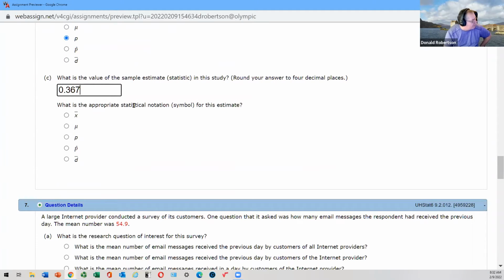What is the appropriate statistical notation symbol for this estimate? Which one of these four symbols do you use when you only get the number from a sample, in this case, 0.367? Isn't it X bar? Is it X bar or is it something else? This is a proportion. So you could have X bar, but that would be for the mean. Oh, isn't it P hat then? It's P hat. I try and remember proportion starts with a P, because the symbols are just symbols, right? You don't have any context unless you do that.